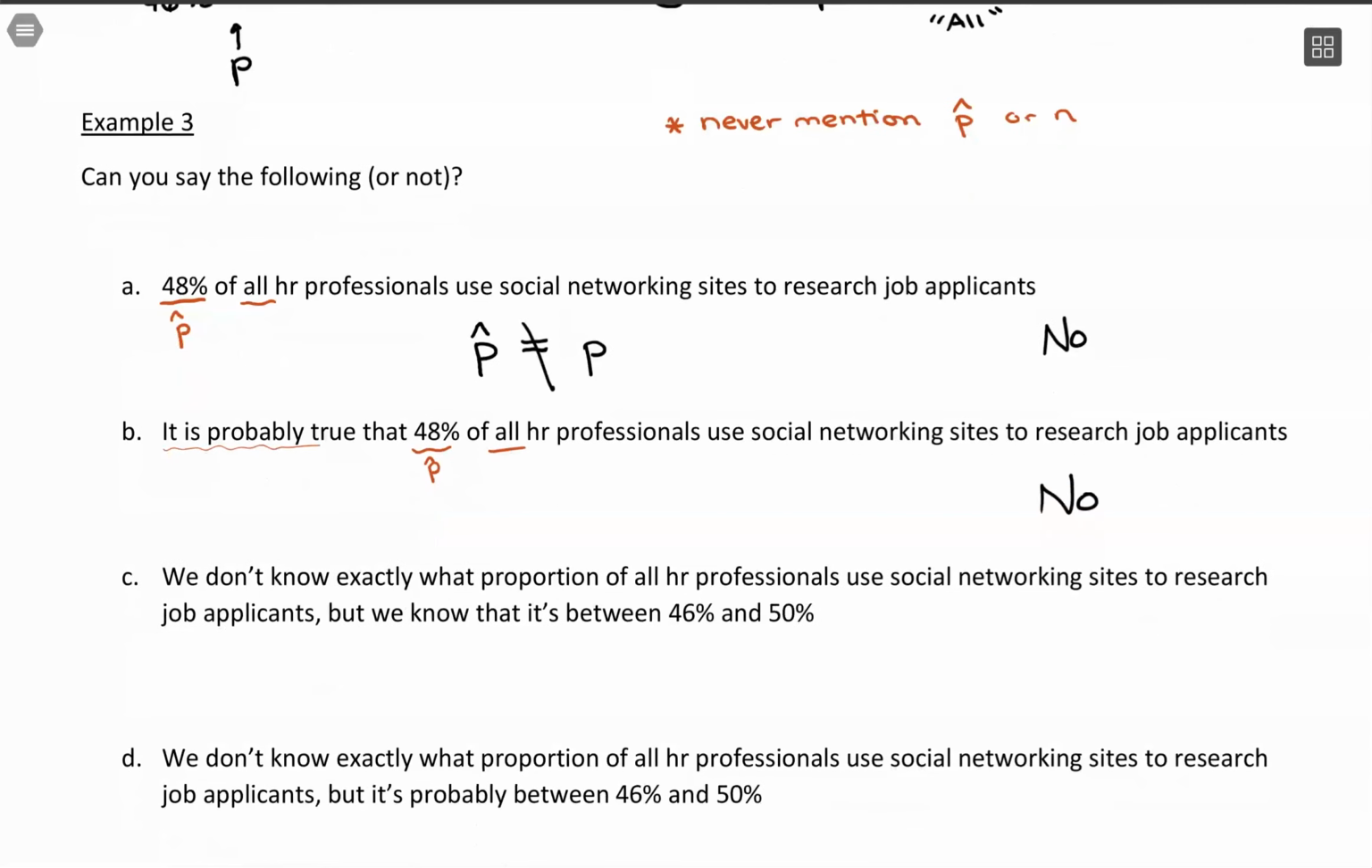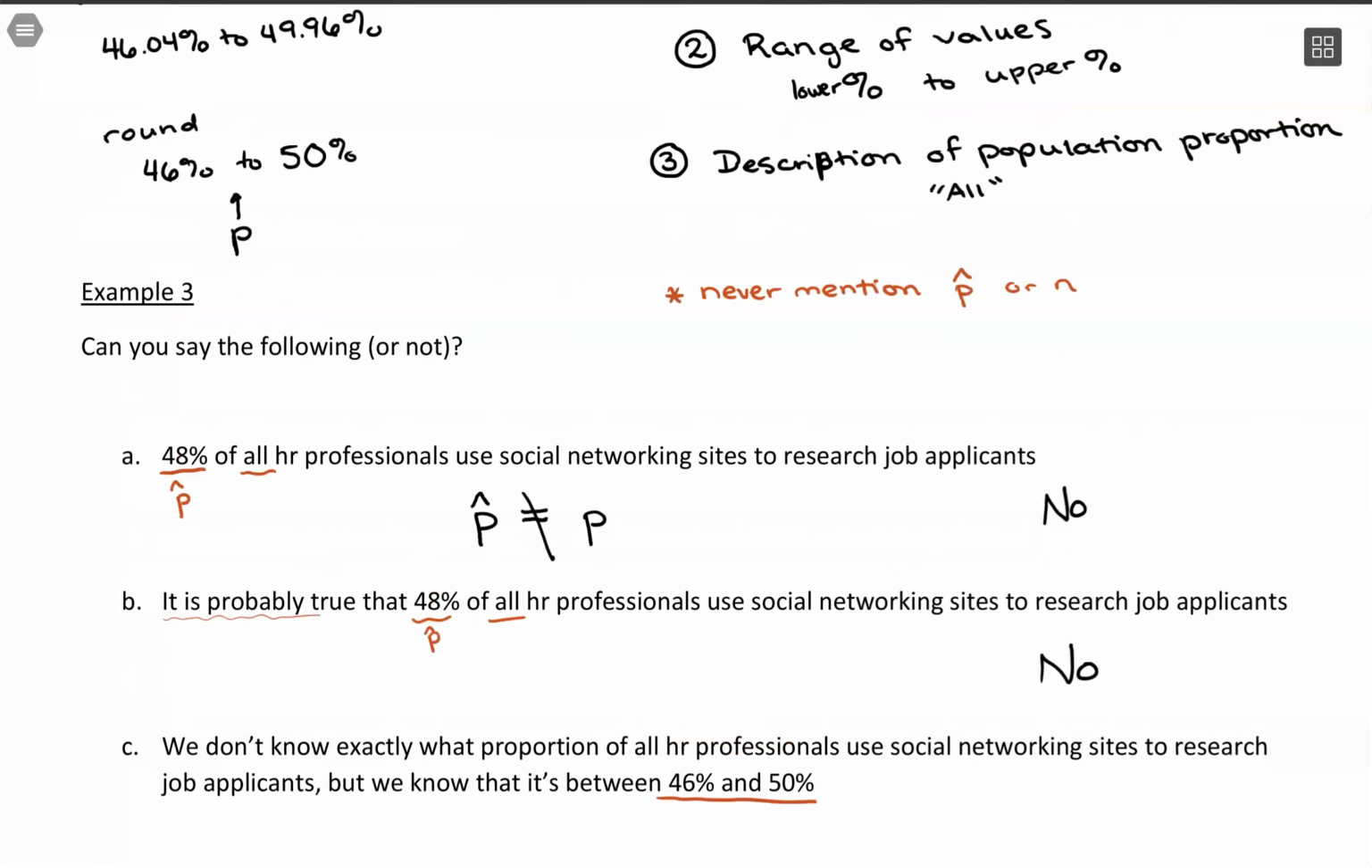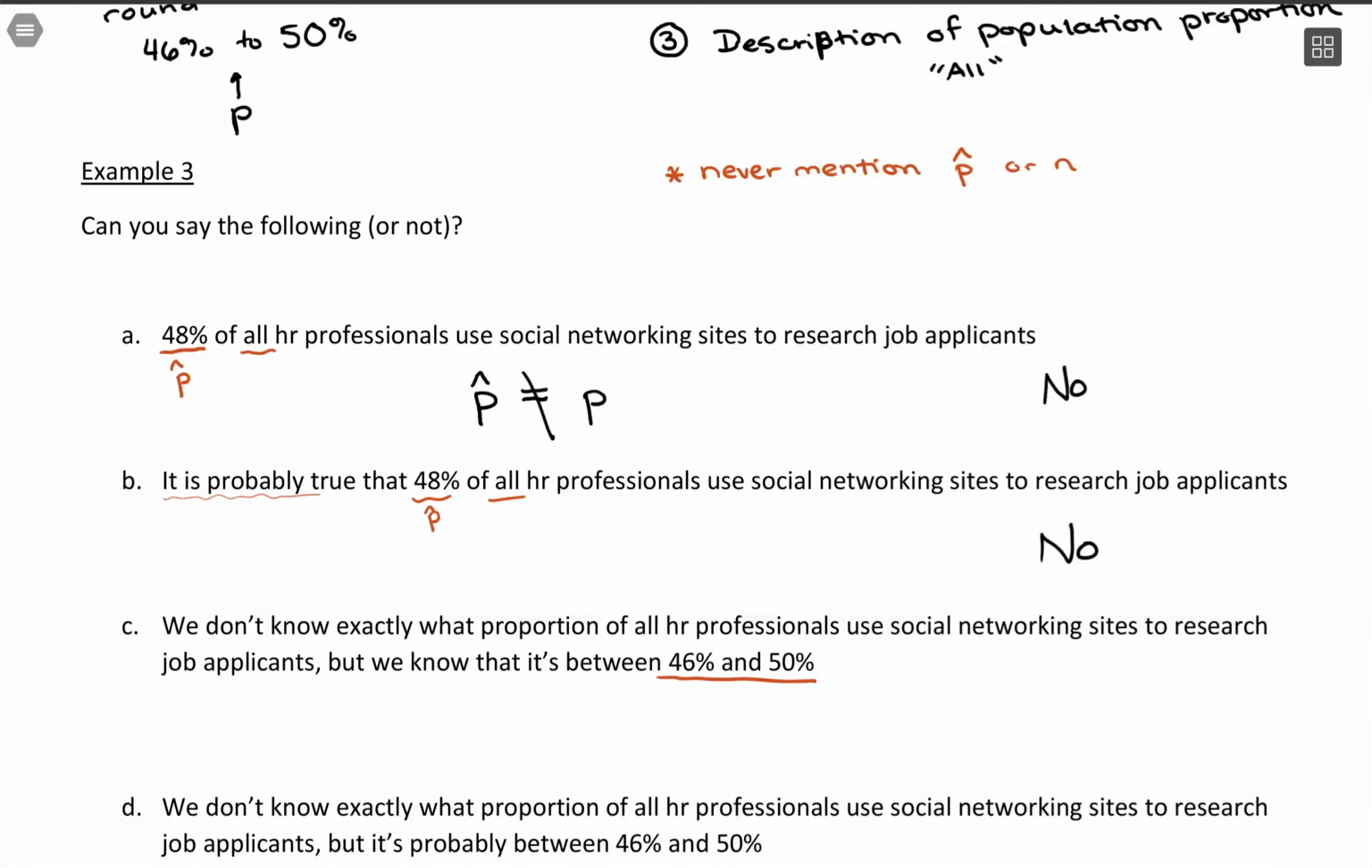With part C, we don't know exactly what proportion of all HR professionals use social networking sites. So now they're saying we don't know what p is, which is true. And now we're getting a range of values, which is awesome. We want that. So that's hitting part 2 up above. But what we want to be careful of is that while they're saying we don't know what our population proportion is, they say we know it's between those 2 values. And that's basically stating 100% confidence.